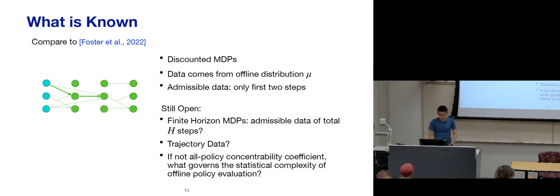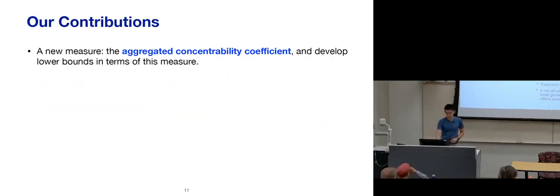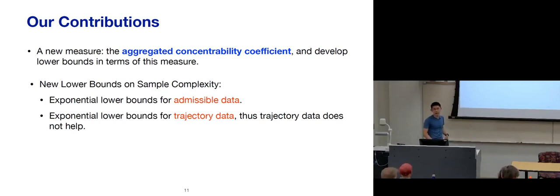We also want to show that this offline policy coverability coefficient is not the correct thing to characterize this offline policy evaluation problem, so what is the correct thing? Our contributions are: we first propose a new measure, which we call the aggregated coverability coefficient, and we develop a lower bound in terms of this measure. Thanks to it, we can prove an exponential lower bound for this admissible data, which is for the entire H steps. We also have an exponential lower bound for trajectory data.